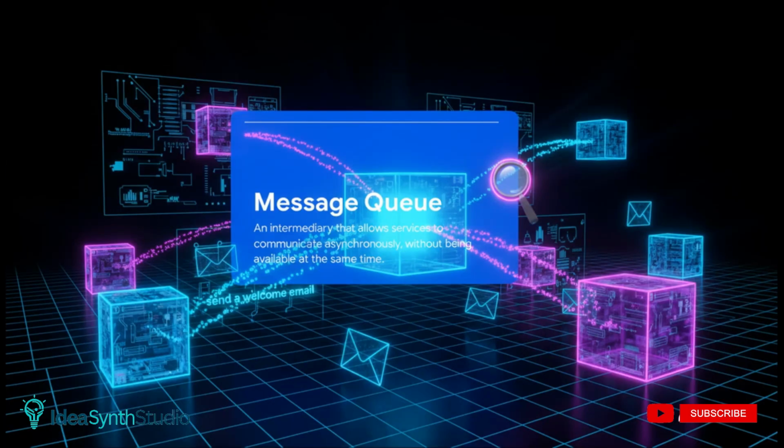Now, in that microservices world we talked about, all those little services need to talk to each other. A message queue acts kind of like a postal service between them. One service can drop off a message, say, send a welcome email to this new user, and another service can pick it up and process it whenever it's ready. The key is, they don't have to be available at the exact same moment.